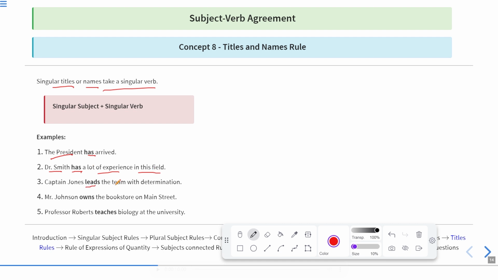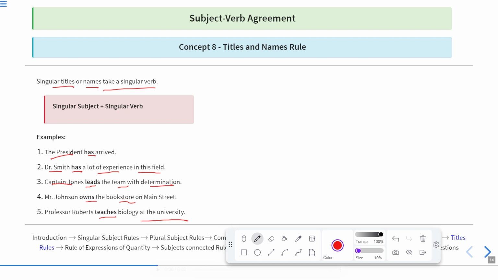Captain Jones leads the team with determination. So Captain Jones is one person, and if there is one person, it should be followed by a singular form of verb. Mr. Johnson owns the bookstore on the main street. Professor Roberts teaches biology at the university. So all these titles and names, because they are singular, will be followed by a singular form of verb. Now, if I say Dr. Smith and Captain Jones have a lot of experience, here I'm using both persons together with the help of and. Obviously, I will use a plural verb with it. Now let us move to the next concept.